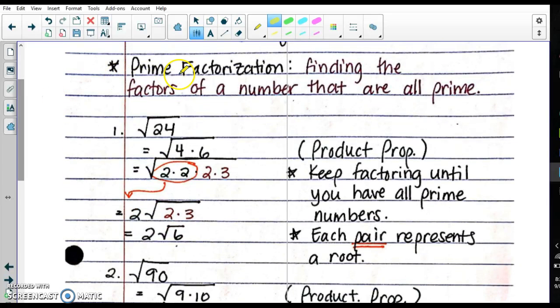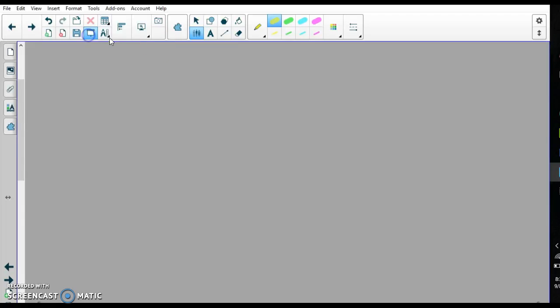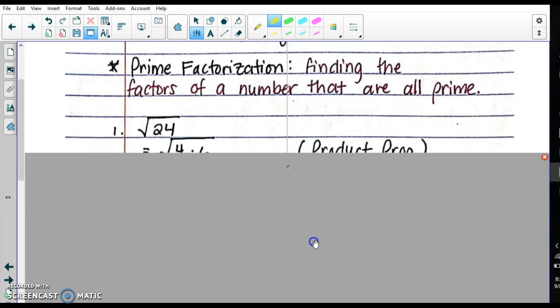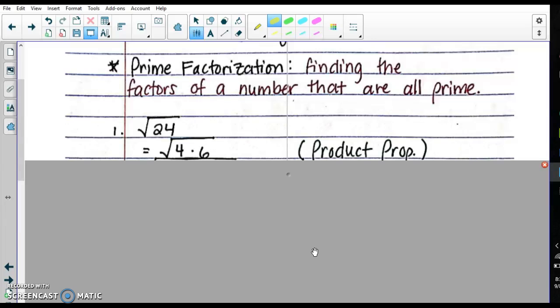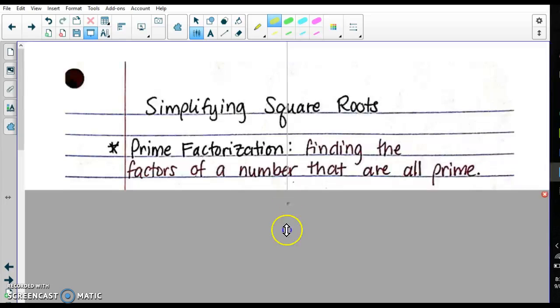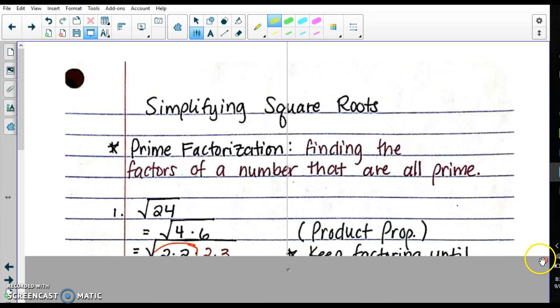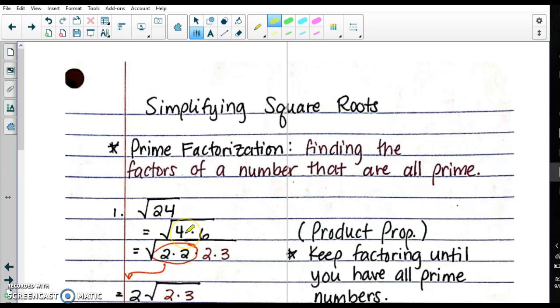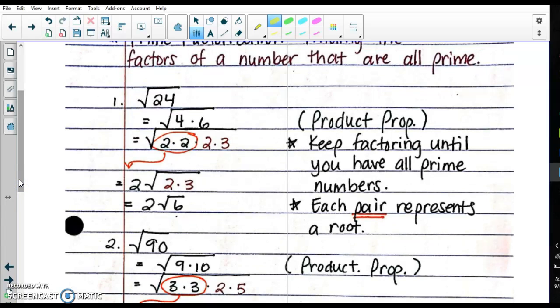So for instance, the square root of 24. We can break that down to the square root of 4 times the square root of 6 using the product property. And then since neither 4 nor 6 are prime numbers, we have to keep going until we break them all down to prime numbers.